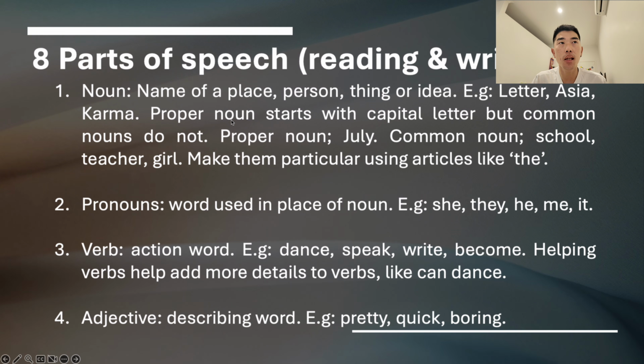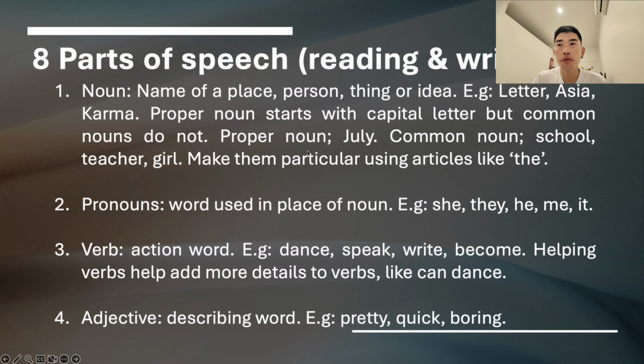So, for example: she, they, he, me, it. Verbs are action words. So for example, dance, speak, write, become. Helping verbs help add more detail to verbs, like can dance, can write, should become, would write. These are the helping verbs.